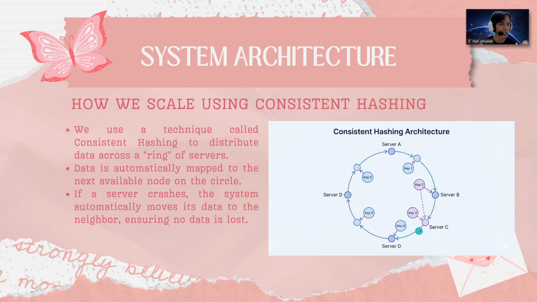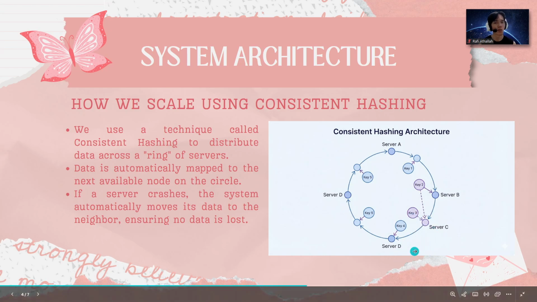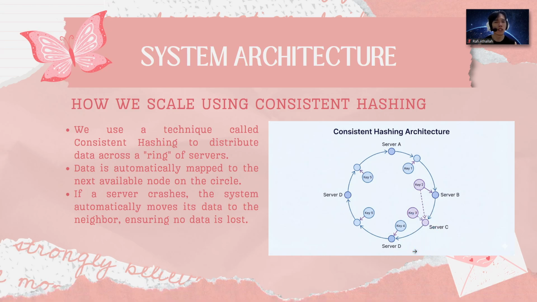And server C can store key number 3. So even though we stored it in server B, we can see that it's automatically moved its data to the neighbor, so to server C. So there will be no data lost using this consistent hashing architecture.